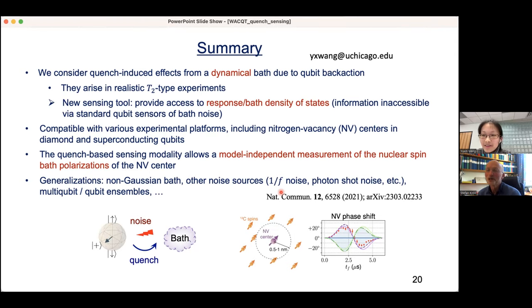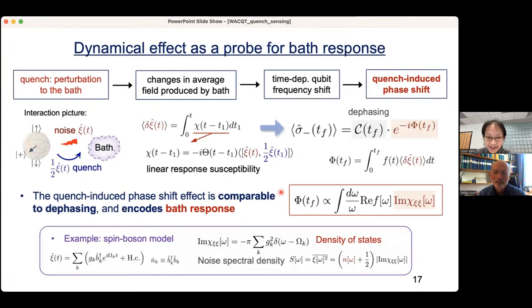I would like to ask about something on slide 17. So you have an equation there. You have the phase at the end, which depends on the imaginary part of chi. So the effect of the real part, would that be like a T1 process then, or is that something completely different?